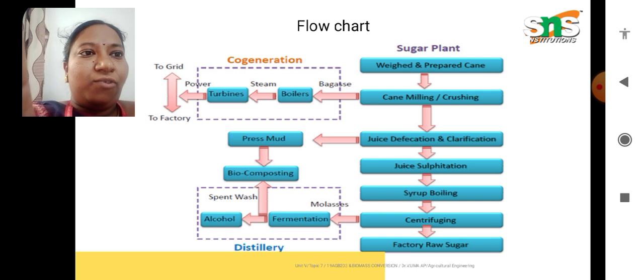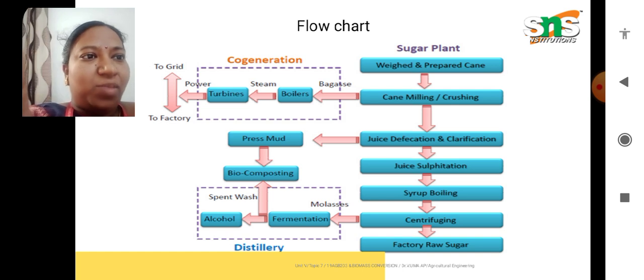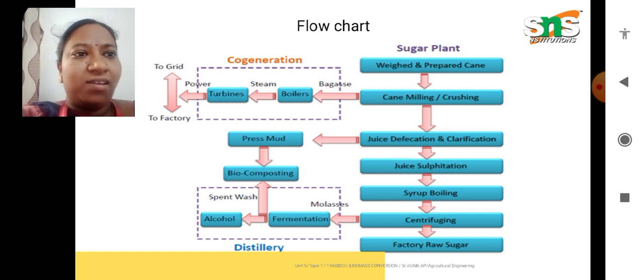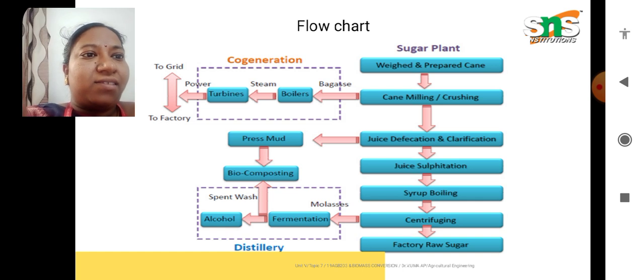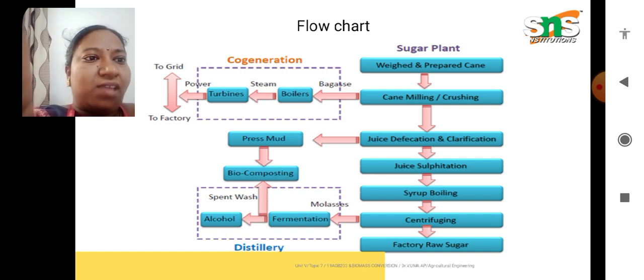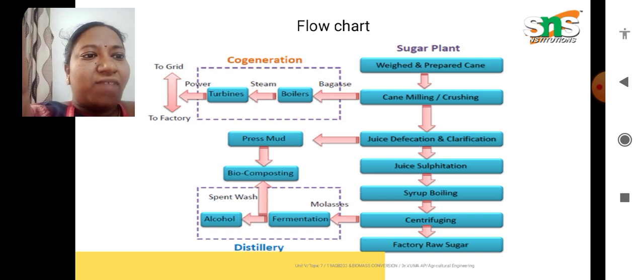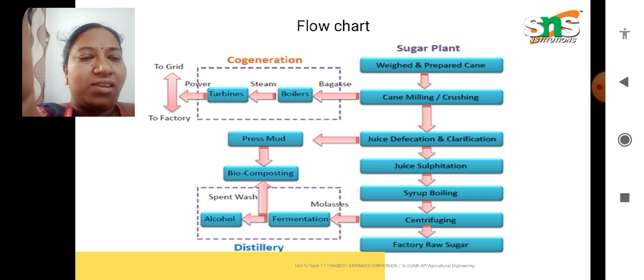This is the flow diagram of the overall sugar plant. First, the raw material is transported from outside, weighed and prepared. Cane milling or crushing of sugarcane takes place. Then the extracted juice is sent to clarification, addition of sulfur and the sulfitation process, syrup boiling, and centrifugation, and the factory raw sugar is dispatched.